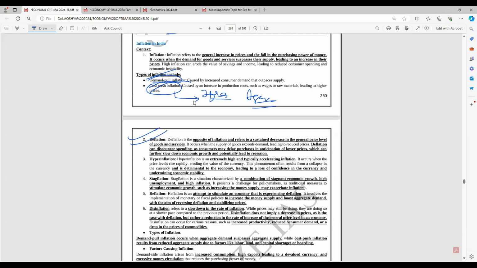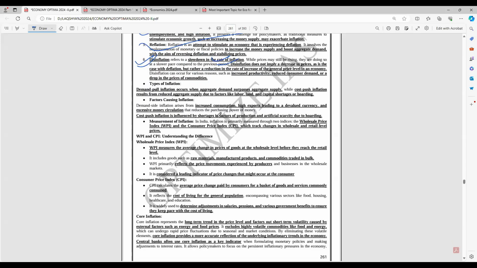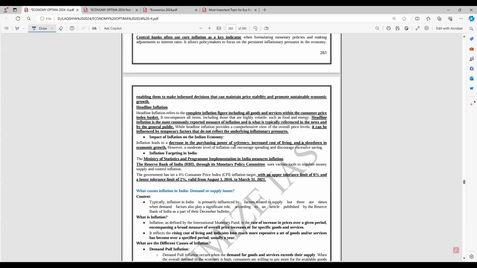Next, deflation. Deflation, guys, is the opposite of inflation, refers to a sustained decrease in general price levels. Another is disinflation, slowdown in inflation. Hyperinflation, very high inflation, stagflation, reflation. Okay, I hope you know this. Now a new concept has come, climate inflation, green inflation. Because of the change in green technology, the cost increases because of the metals, critical minerals. Okay, I hope you know this.